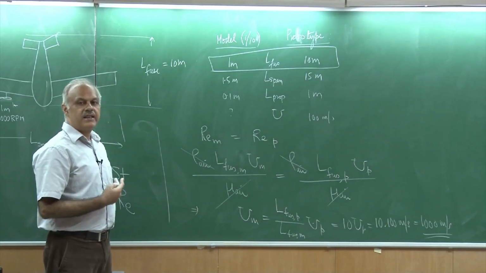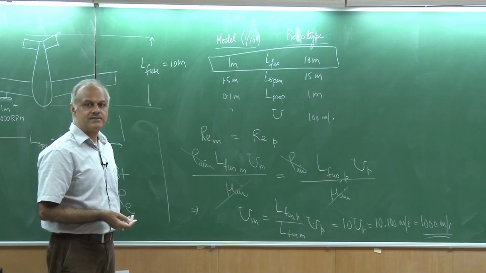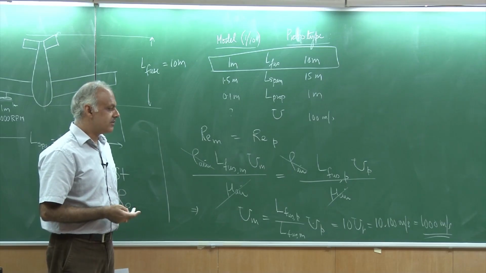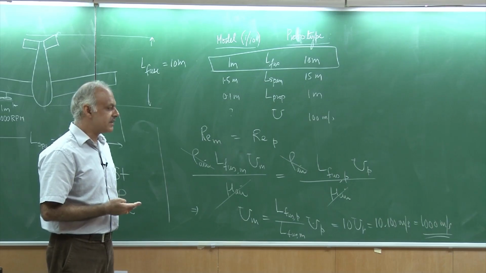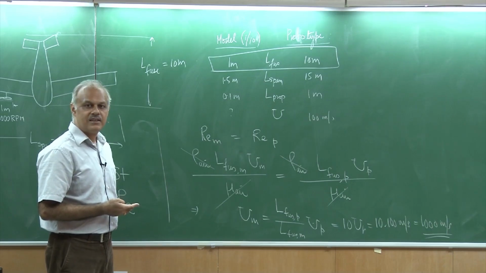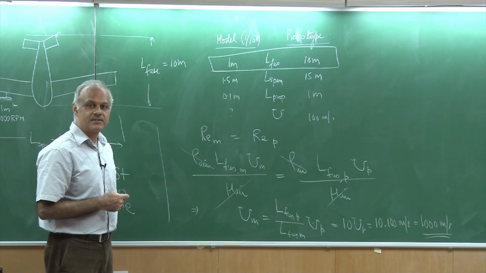So, I must do my test at a wind speed of 1000 meter per second. Okay. I do not know how many of you realize that this is a complete disaster. No modeling can be done at this speed for a variety of reasons. So, let me give you some.